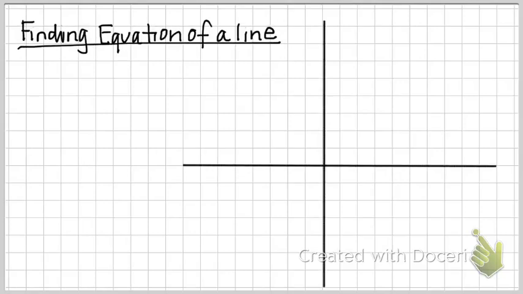In this video, we're going to take a look at a couple of examples of finding the equation of a line. In the first case here, I'm given the graph of the line, and let's say I want to find the equation of the line. Here, what I need to do is look and find 2 points.